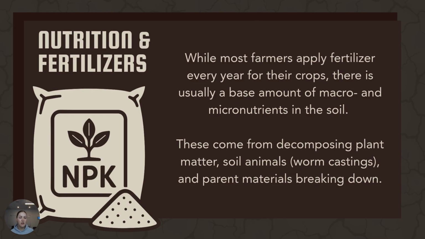These levels come from decomposing plant matter, both decomposing soil animals and living soil animals. Think of worm castings. And then parent materials breaking down. So that's the C horizon being broken down and releasing the minerals that it contains up higher into the soil profile for the plants to use.